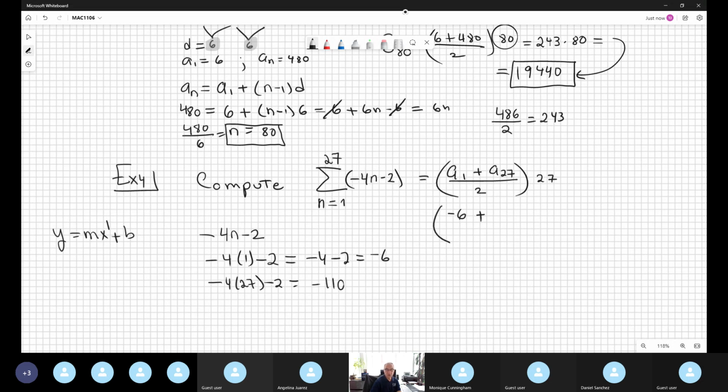So actually it's not plus, it's minus. Well, plus and minus together is minus. Minus 110 divided by 2, multiplied by 27. The rest is just calculator. And the answer is negative 1,566.